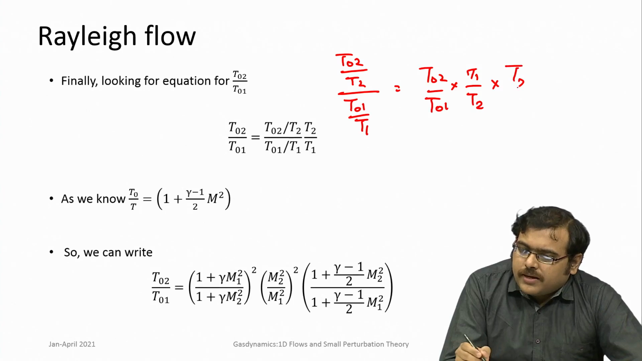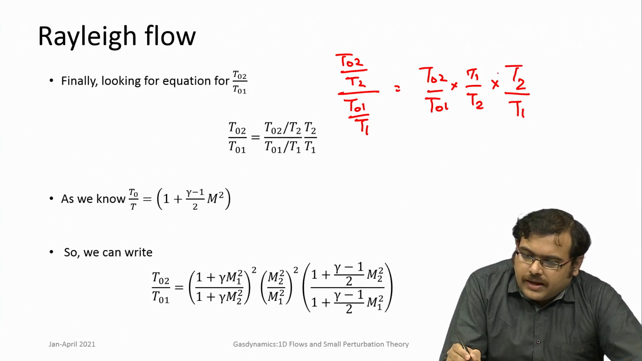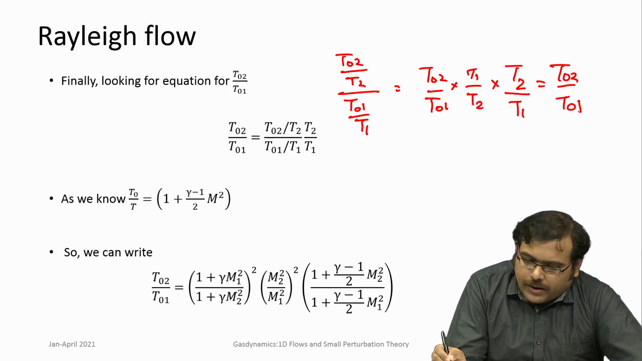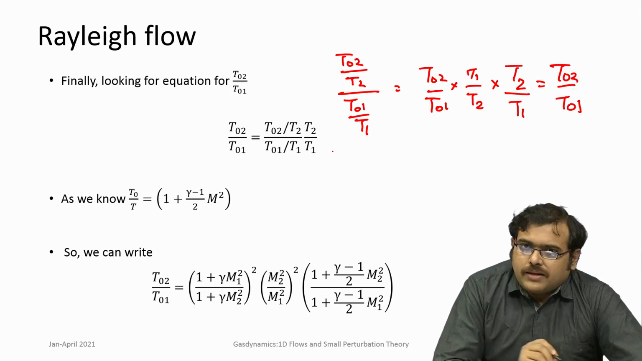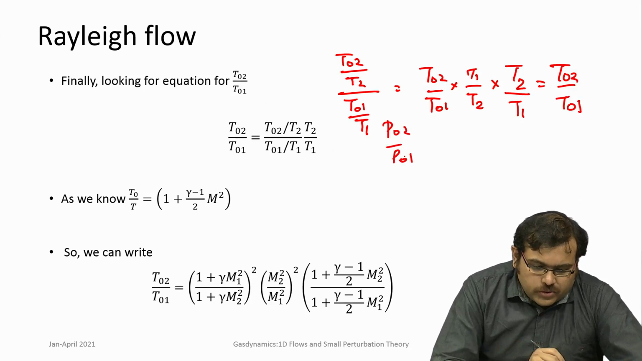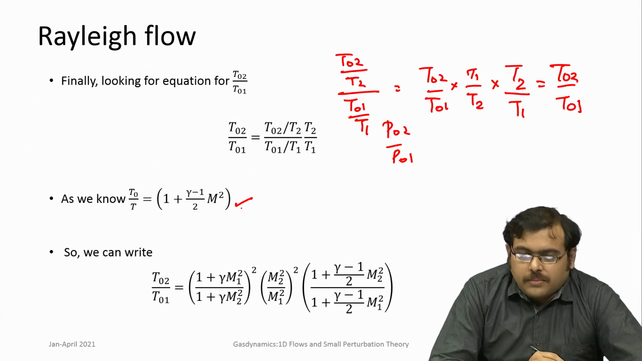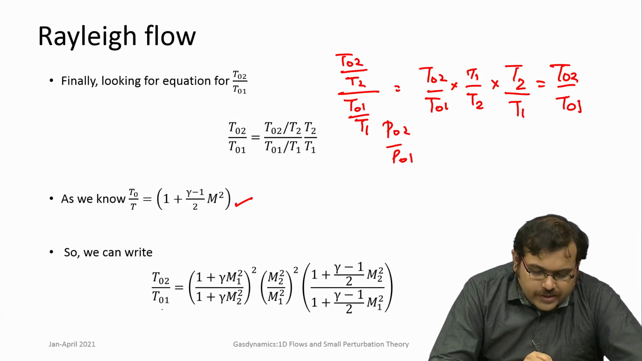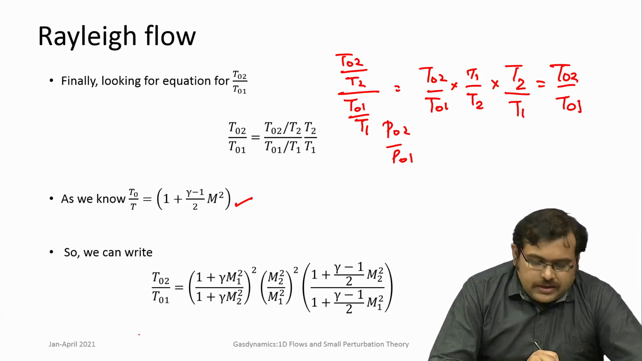If you multiply T02 by T01 multiplied by T1 by T2, and if you multiply this by T2 by T1, you get T02 by T01. Same principle as what was done for P02 by P01. And T0 by T is known, 1 plus gamma minus 1 by 2 M square. So, we can now write the expression for T02 by T01.